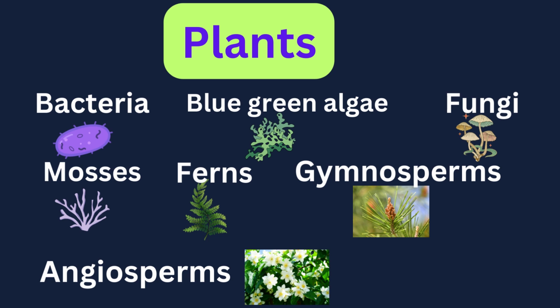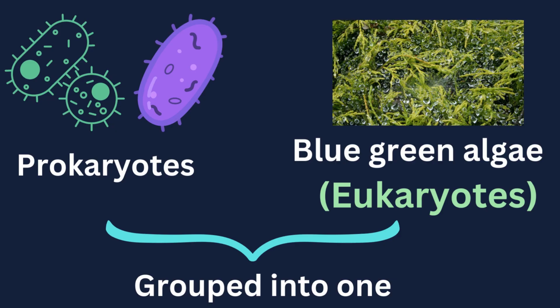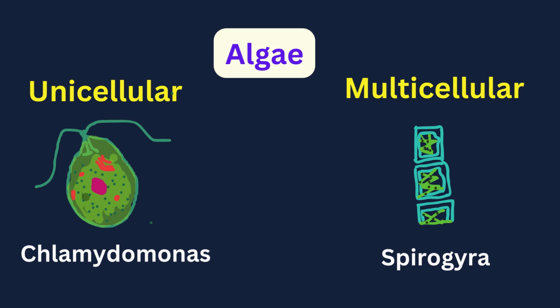Earlier, classification systems included bacteria, blue-green algae, fungi, mosses, ferns, gymnosperms, and angiosperms under plants. The character that unified this whole kingdom was that all the organisms included had a cell wall in their cells. This placed together groups which widely differed in other characteristics. It brought together the prokaryotic bacteria and blue-green algae, cyanobacteria, with other groups which were eukaryotic. It also grouped together the unicellular organisms and the multicellular organisms. Say, for example, Chlamydomonas and Spirogyra were placed together under algae.